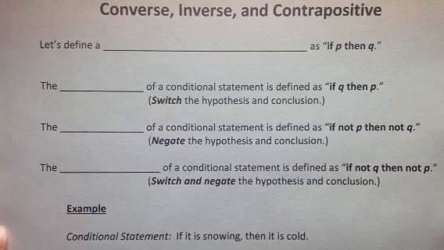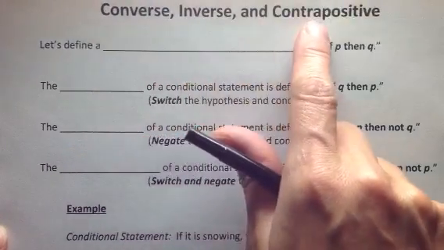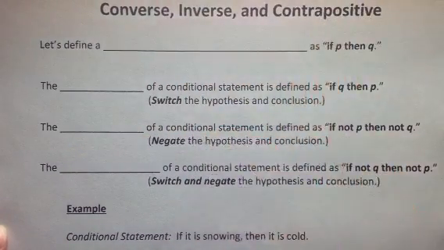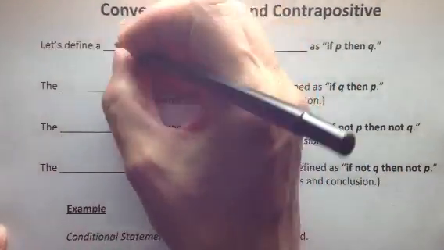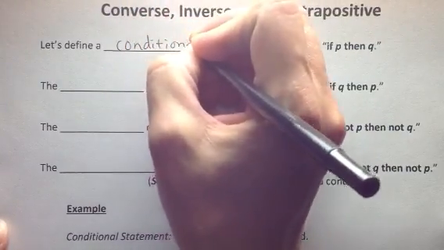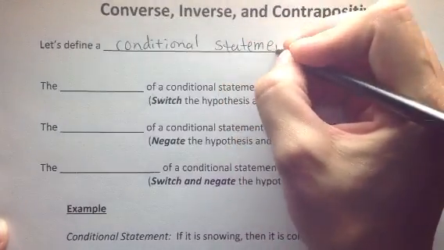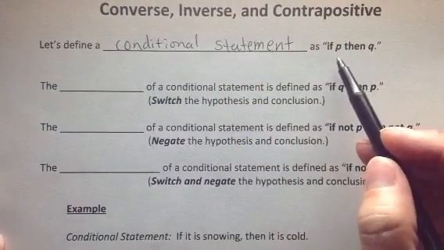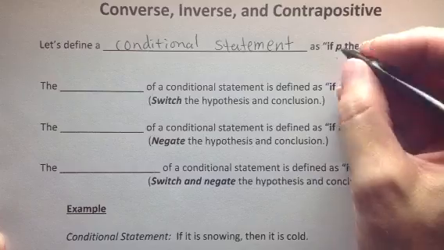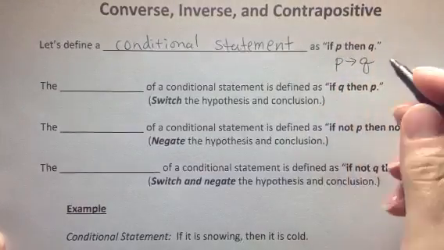One of the things you could be asked to do with a conditional statement is to define its converse, inverse, and contrapositive. So the first thing we'll have to do is define a conditional statement, as if P then Q. Depending on whether or not you've watched the symbolic form yet, you may have seen this.